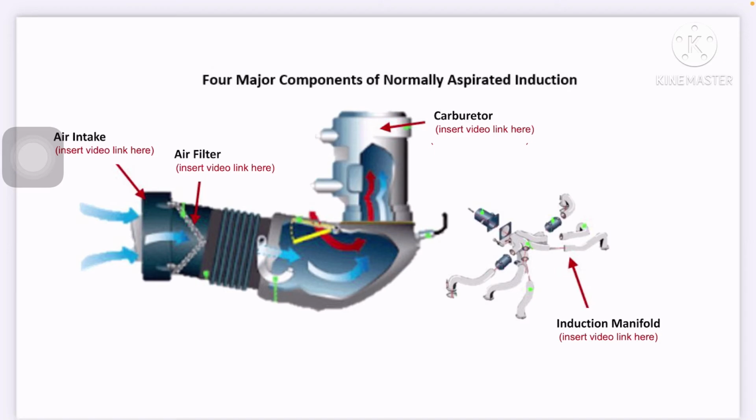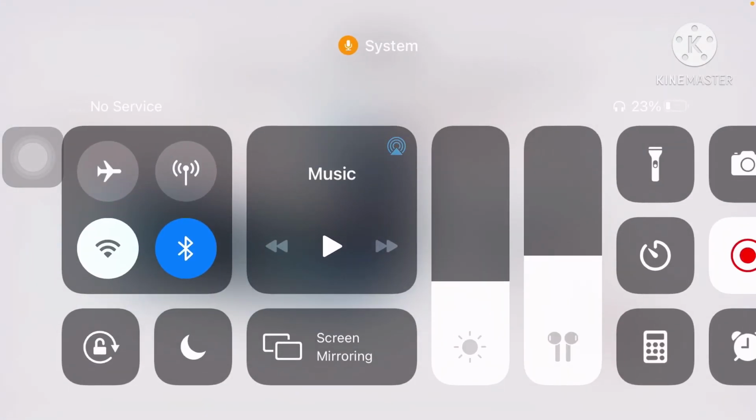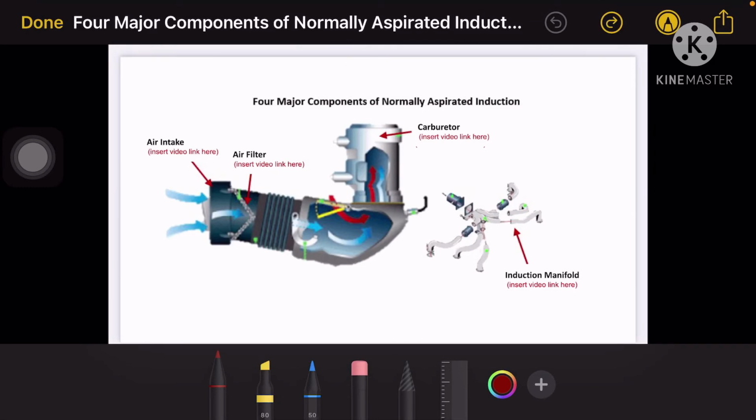There are subsystems to support the operation of the four primary components, and those are the ice removal or prevention system, alternate air source, and temperature indicating system. So now I'm going to explain the different functions of the four major components in normally aspirated induction.